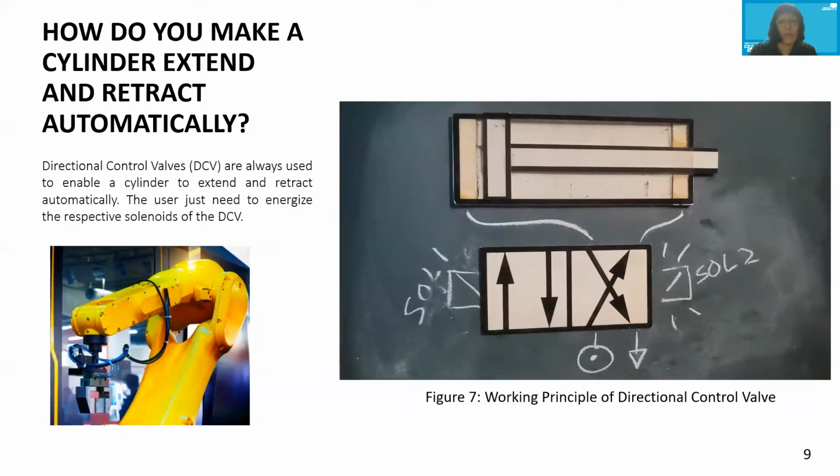So with this, I hope you understand how a DCV works. And just in case you wonder what's the layman term for energize the solenoid, it just means that you give power to the solenoid. So in this example over here, we are actually powering solenoid 1 and 2, and by powering solenoid 2, the cylinder will retract, and if you power solenoid 1, the cylinder will extend.